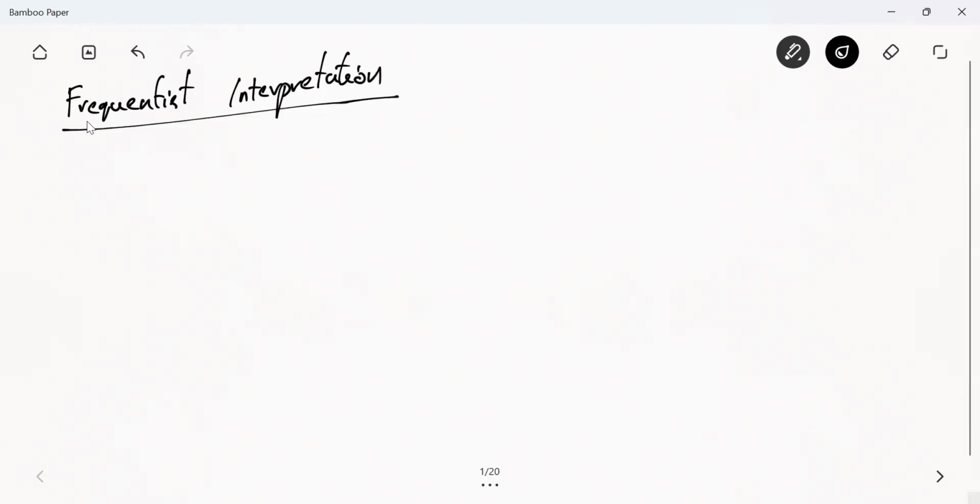Hello everyone. In this video, I'm going to explain what is meant by a frequentist interpretation. So if you want to understand this, you have to know about a specific example. First I'll explain the example and then I'll state the official definition of it. Imagine you have a coin.